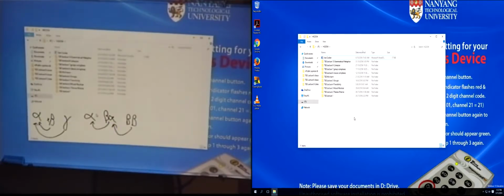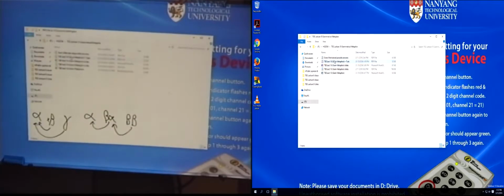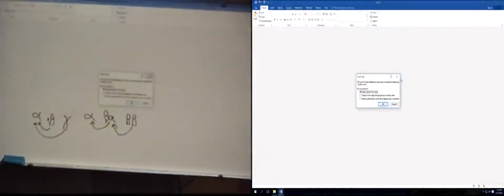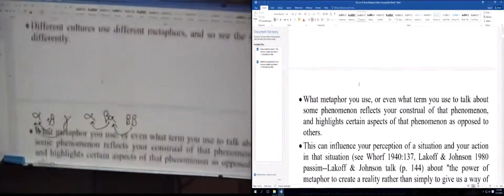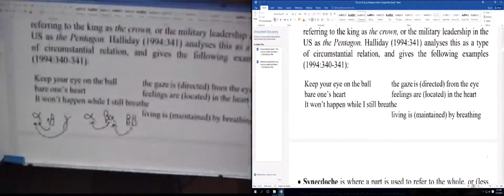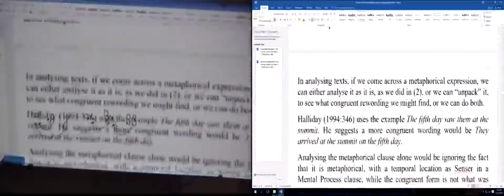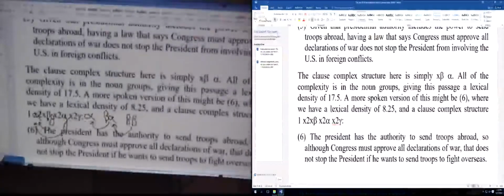We just had this example here with the grammatical metaphor. Oh, not that one. No, I don't want that. Cancel. Oh, okay, I'll use this, whatever. Now this is very messy.